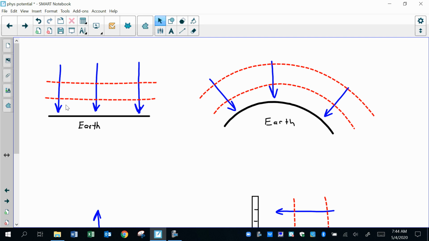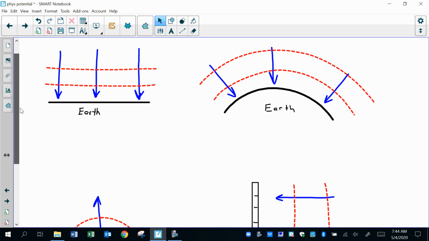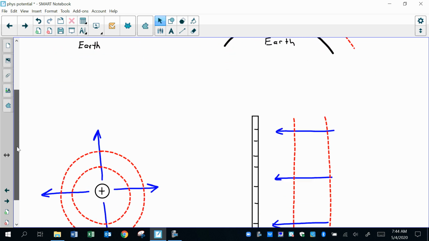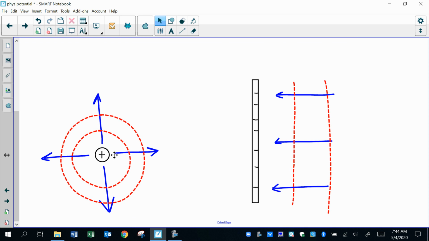Notice the orientation between them. Perpendicular, always. Here I've got red curves, but if I look at one single spot, perpendicular, perpendicular. I always get lines that are perpendicular. If I zoomed all the way away from Earth, I'm going to get something that looks like this.